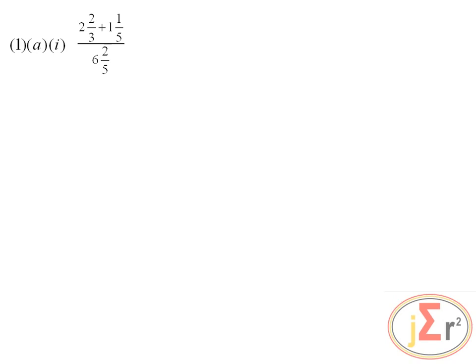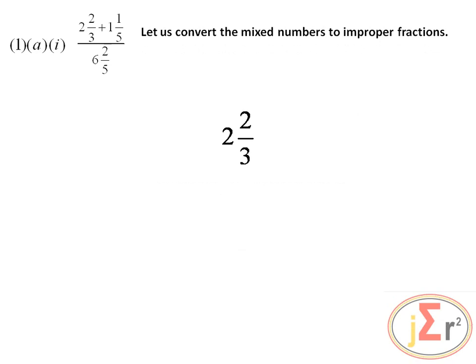We have this problem that involves the manipulation of fractions. Of course, we are going to convert the mixed numbers to improper fractions first. So we take 2 and 2/3, and we are going to label the different numbers involved in the fractions. We have the whole number, we have the numerator, and we have the denominator.